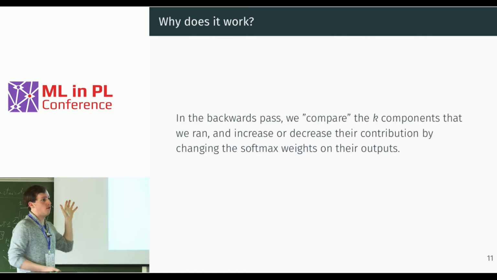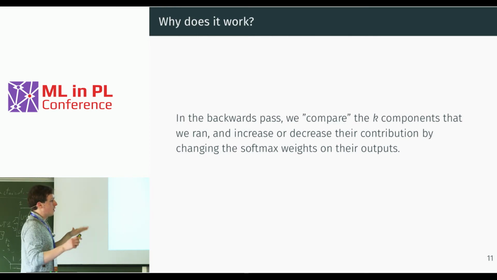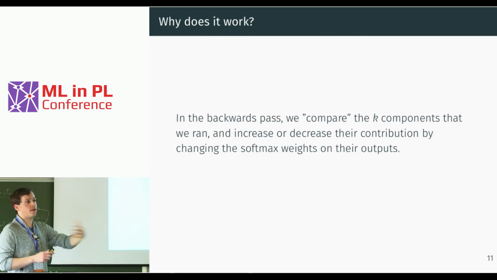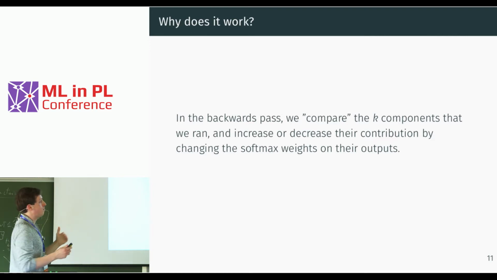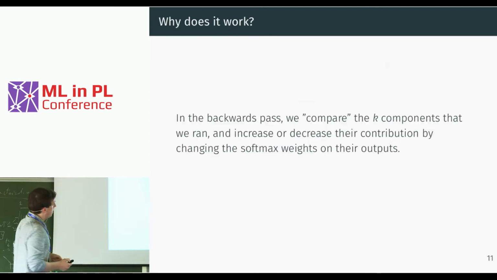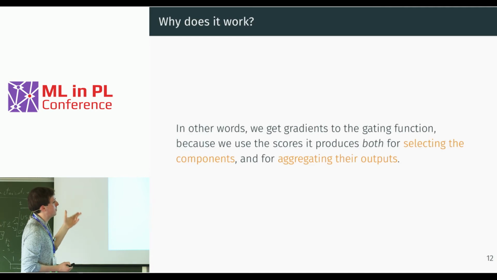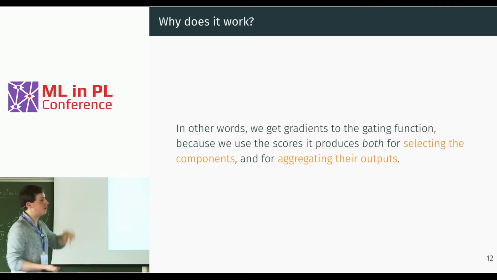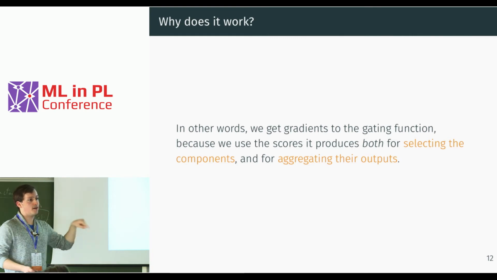So why would that work? Why does that give us gradients? The reason is that if we average out these components with different coefficients, we'll get gradients to change these coefficients. We will see, I ran these k components, one of them seemed better than the other, so I want to push up the coefficient for one of them. So I will get a gradient to change these coefficients, and this will give me a gradient to change the outputs of the gating network. In some sense, we're using the gating network both for choosing the component and for aggregating, and the aggregating part is the one that is giving us gradients. I think that's a crucial bit.